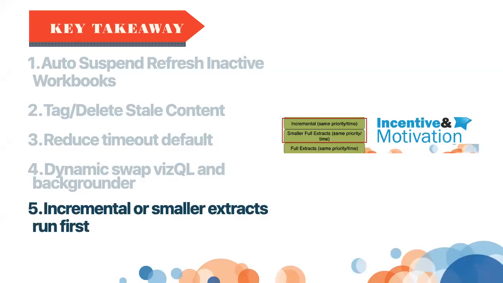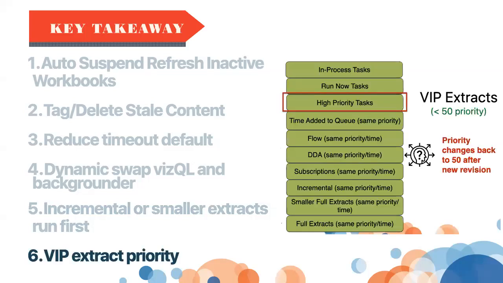Educate your publisher about incremental will have less delay. Small extracts will have less delay because they can bypass all the other full extracts. They'll have a higher priority. Again, priority is the wrong term, but they will run first. And for some VIP extracts, if you want, you can automatically set higher priority.